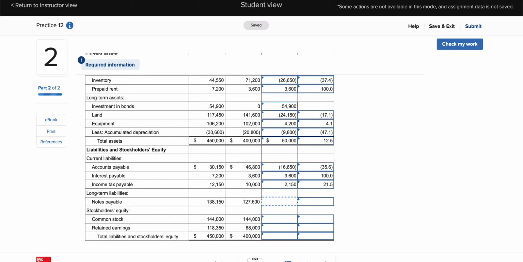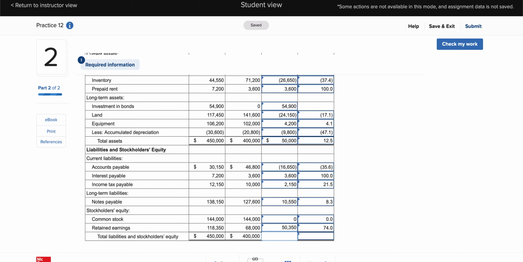Notes payable increased by 10,550, which is an 8.3% increase. Nope, I'm on the wrong line here. There we go. Now, our common stock, there was no change. Our retained earnings, there was a $50,350 increase, which represents a 74% increase there.